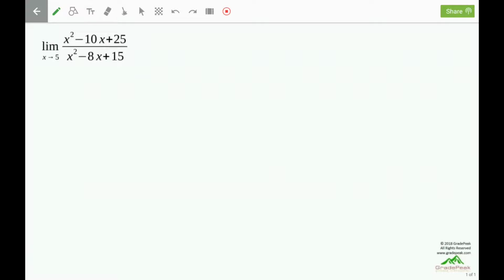Limit as x goes to 5 of x squared minus 10x plus 25 over x squared minus 8x plus 15. The first thing we're going to do is try plugging a 5 in for all of the x's. In the numerator we'll have 5 squared minus 10 times 5 plus 25. In the denominator we will have 5 squared minus 8 times 5 plus 15.